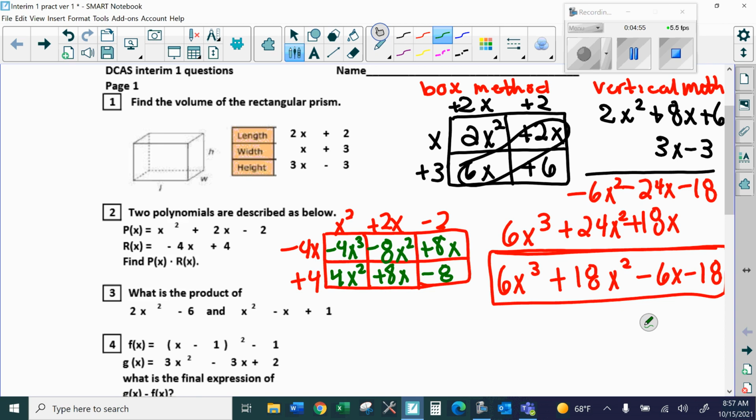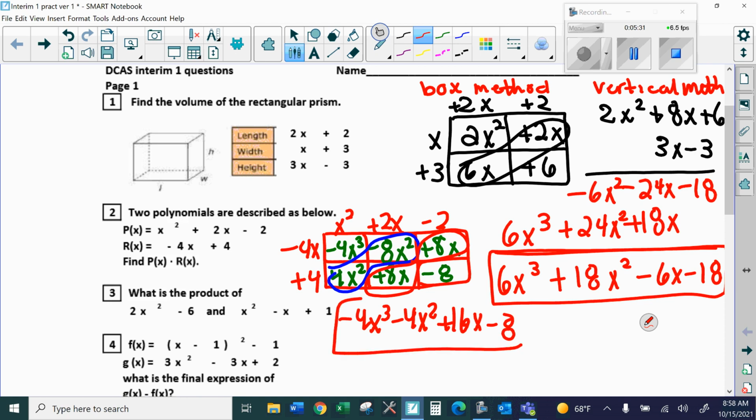Okay, now I have to find the like terms. So if I look right here, these are both the x squareds right here. And then these are both the 8x's right there. So I have the negative 4x cubed, and I have negative 8x and a 4x squared. 4x squared minus 8x squared is negative 4x squared. 8x plus 8x is 16x, and negative 8 at the end.